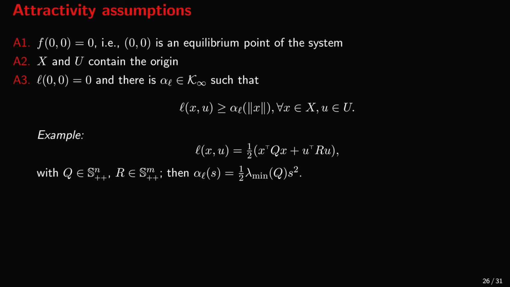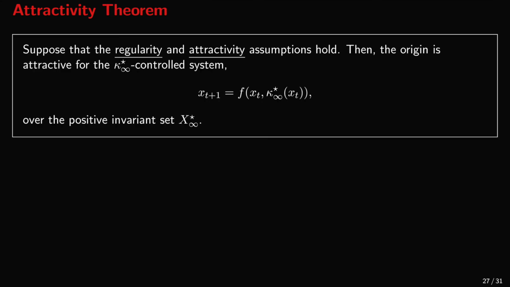As an example, we can take the stage cost to be a quadratic function of the form 1/2 x transpose Qx plus u transpose Ru, where both Q and R are positive definite matrices. And in that case, we can take alpha L to be 1/2 times the minimum eigenvalue of Q times s squared. So we have the attractivity theorem that states, suppose that the regularity and attractivity assumptions hold, then the origin is attractive for the kappa infinity star controlled system, which is this one shown here. So it is attractive over the positive invariant set x infinity star.